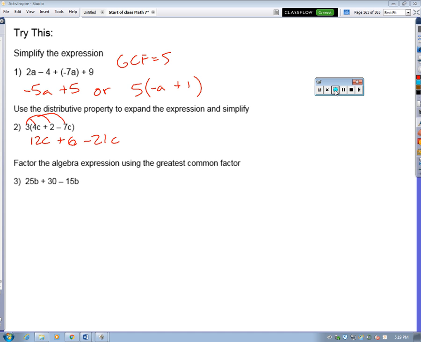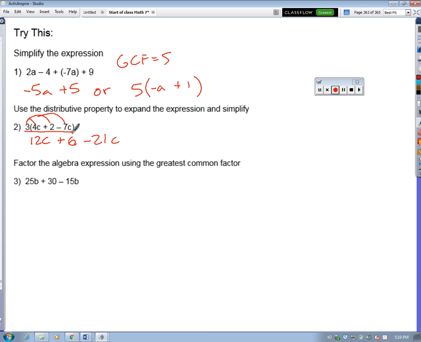These two mean the same thing. I could always factor that out, and it'd take me back to this. The greatest common factor would be 3. If I divided everything by 3, it would take me right back to that thing again. So the two expressions mean exactly the same thing.